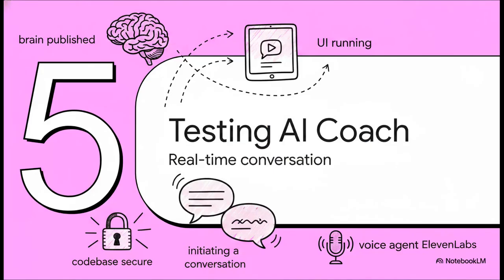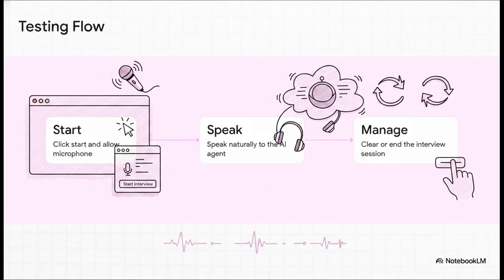Section 5. Testing your AI coach, putting the real-time voice agent to the test. All right, the brain is published, the codebase is secure, and the UI is up and running. Here is the testing flow to verify everything you just built. Step 1. Head to the local app, click Start Interview, and grant your browser microphone access. Step 2. Just speak naturally to the orb. The agent actively listens completely hands-free, no awkward push-to-talk buttons required. And Step 3. Manage your session using Clear to reset the conversation or End Interview to terminate the connection entirely.